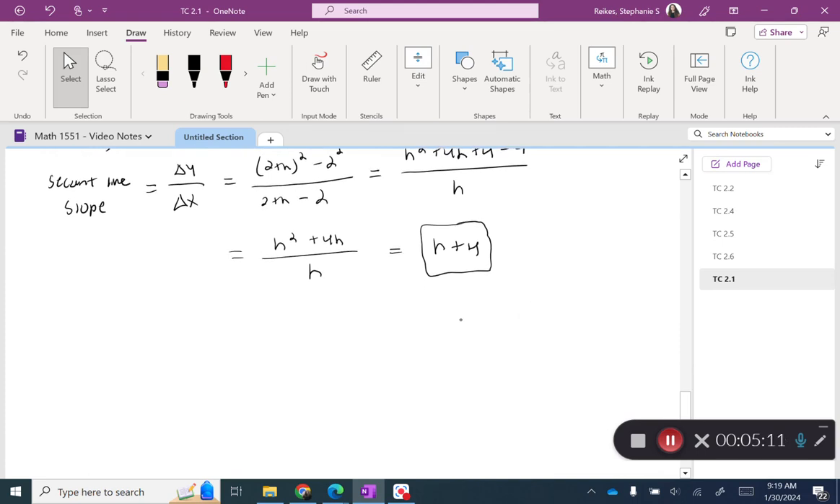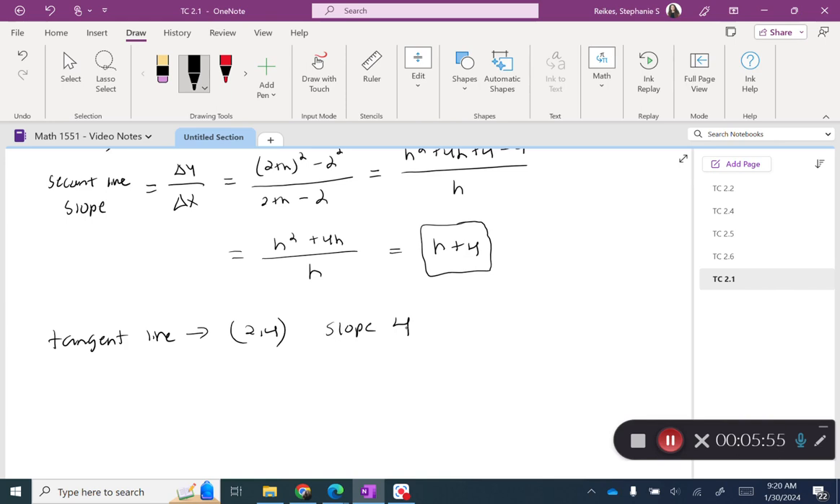All right, so let's analyze this. Again, this represents the slope of the secant line. And as h approaches 0, the secant line slope of h plus 4 is just going to approach 4, which is now going to be our tangent line slope. So our tangent line, we were told, is going to go through the point (2, 4), and as h approaches 0, our slope will be 4.